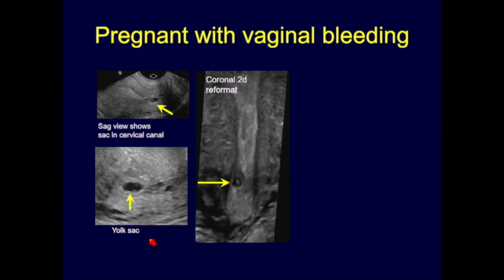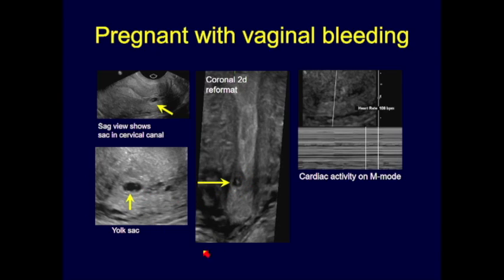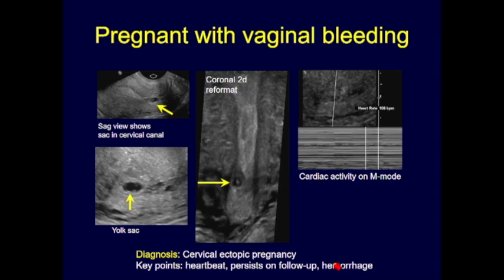So this is a different patient who was pregnant with vaginal bleeding. There is a low-lying sac. The sac is located in the endocervical canal. It is below the level of the internal os on this coronal 2D reformat. There's a yolk sac within the sac, and the M mode shows cardiac activity. So this is a cervical ectopic pregnancy. We know that if there's a heartbeat within the embryo, that it must be implanted at that site.